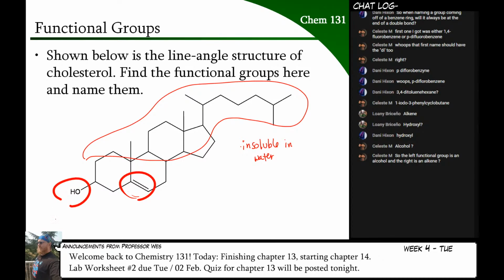So the left functional group is the alcohol. That's right. So this is my alcohol, and this is my alkene. Everything else that is circled up here is just an alkane. And remember, the alkanes are not functional groups. They're just sort of the default template.